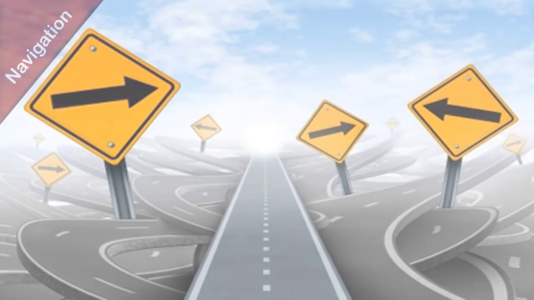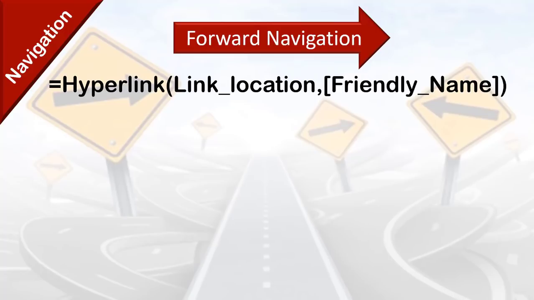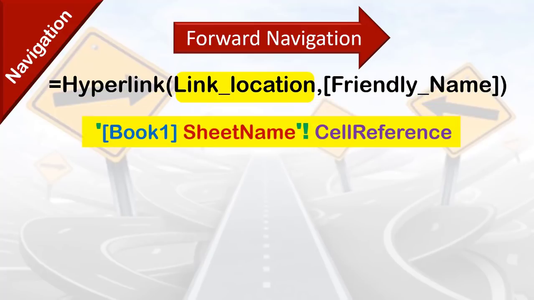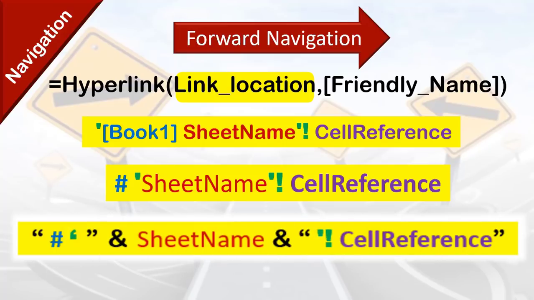To build a forward navigation, you can use a hyperlink function to create a link that goes to a cell somewhere within the current workbook. The hyperlink function requires two arguments, a link location, which means a destination, and optionally a friendly name. The link location must follow the pattern book name, sheet name in single quotations, an exclamation mark, then a cell reference. The trick is to add the pound sign at the start instead of the book name while building this structure inside the hyperlink function using the AND joining operator, Shift 7 on the keyboard.